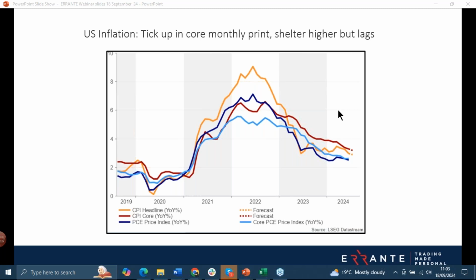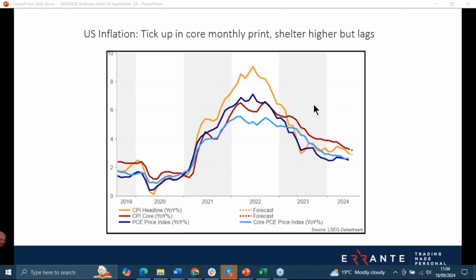Of course, that doesn't make the data any less important, and we had an interesting set of figures. Core CPI month on month was hotter than expected, coming in at 0.3% versus the expected and previous 0.2%. The unrounded figure was 0.281%, reflecting upward surprises in shelter and transport services, and more precisely the contribution from owners' equivalent rent, OER, which rose to the highest level since January.